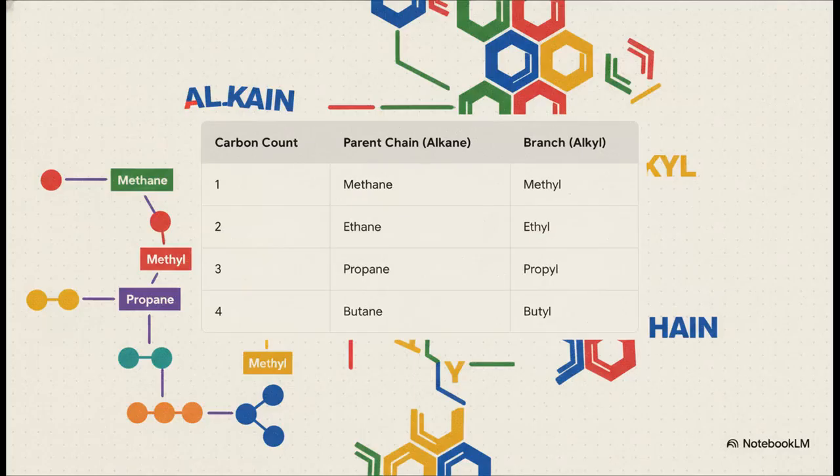Now, to use that formula, we're going to need some vocabulary. And this table right here, this is your foundation. It connects the number of carbons in a chain to a specific root name. So 1 carbon is meth, 2 is eth, 3 is prop, and so on. If it's the main chain, the parent, it gets an -ane at the end, like methane or propane. But if it's just a branch hanging off the side, we switch that ending to -yl. So methane becomes a methyl branch.